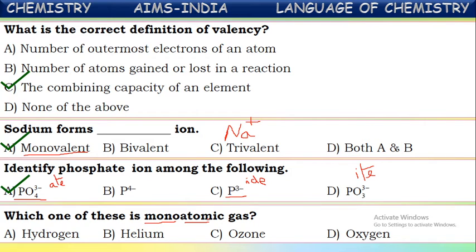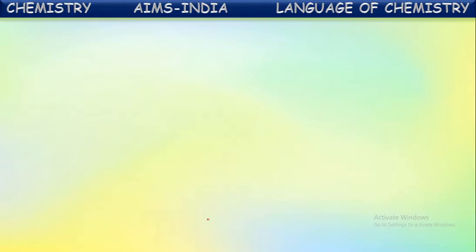Okay, which is the noble gas among these? Yes, helium. Helium is one of the noble gases, so it is monoatomic gas. Its molecules are having only one atom in their molecule, so they are monoatomic. Okay, next one.